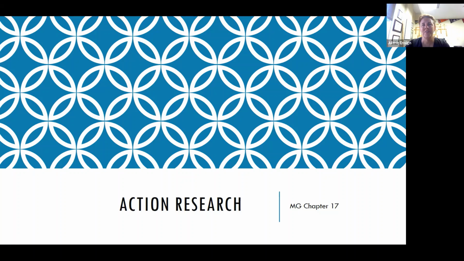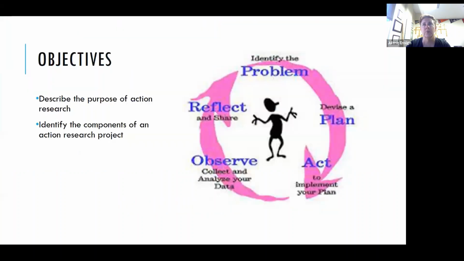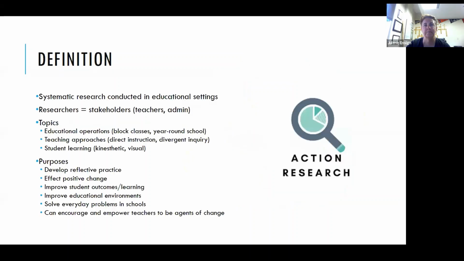So this is chapter 17. We're going to talk a little bit about action research, which is what most of you will be doing as part of your internship experience, as part of our MAE process. So some objectives in terms of what we're going to talk about: the purpose of action research, and then the components of an action research project. And this gives you a little bit of some foreshadowing of those different parts.